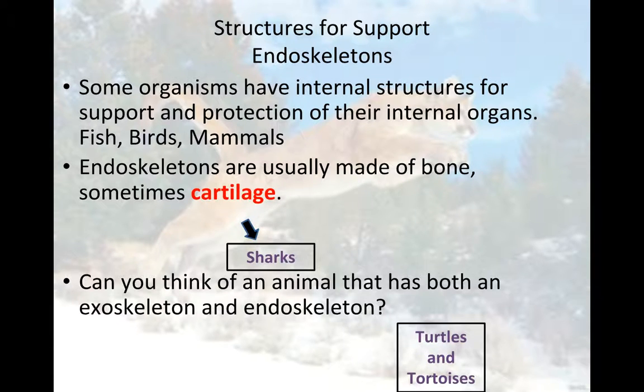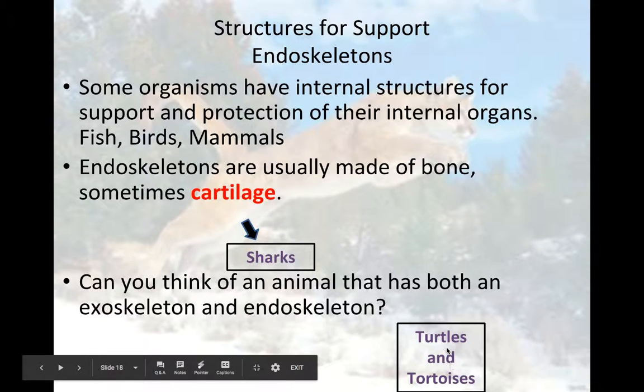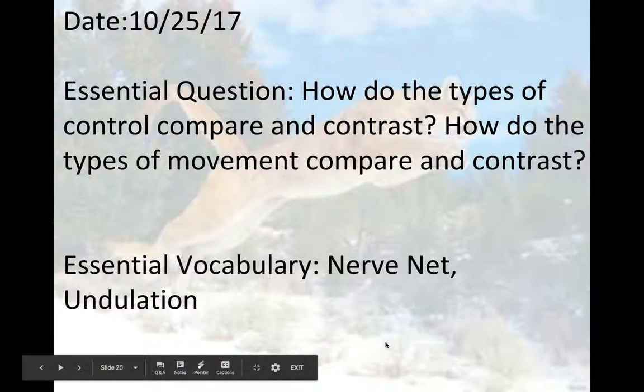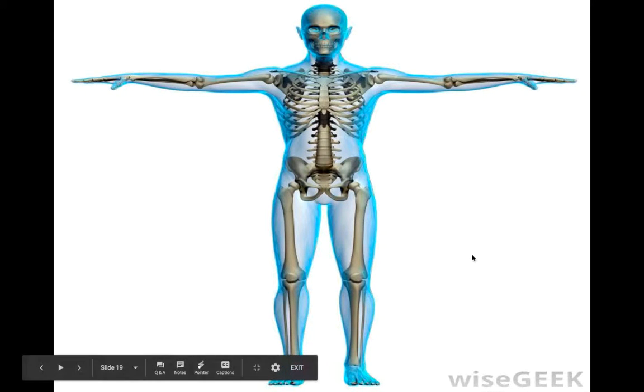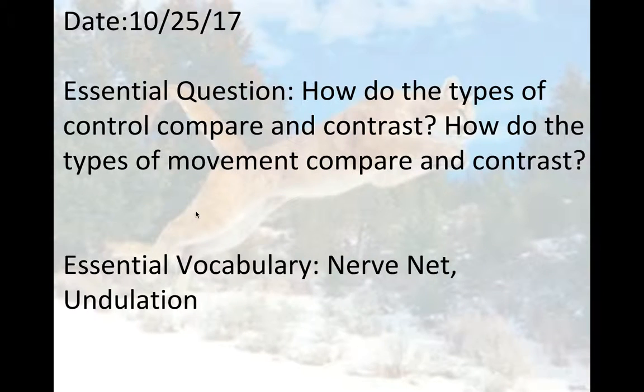Up here, we also have sharks. They don't have bones, they're cartilage. They're called jawed cartilaginous fish because they are made up of cartilage. And then, as I said, turtles and tortoises. These guys have a little bit of both. All right, and I believe there's a picture of it. This is our endoskeleton, and that closes up our lesson.